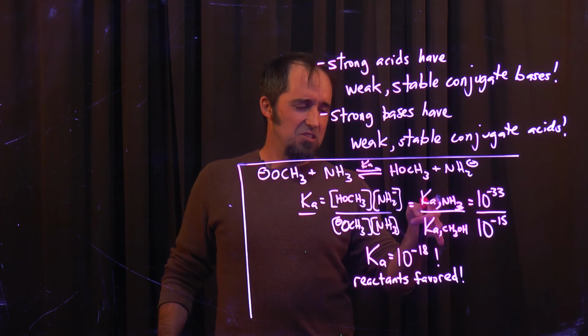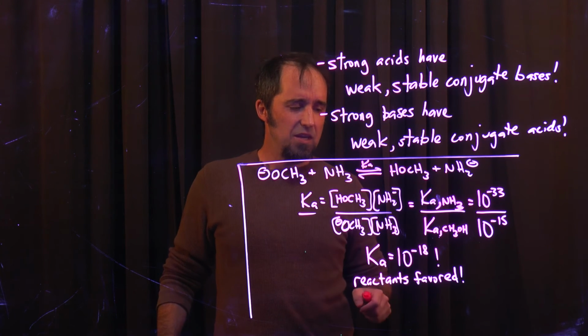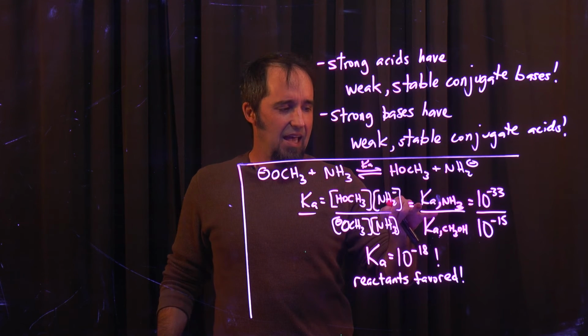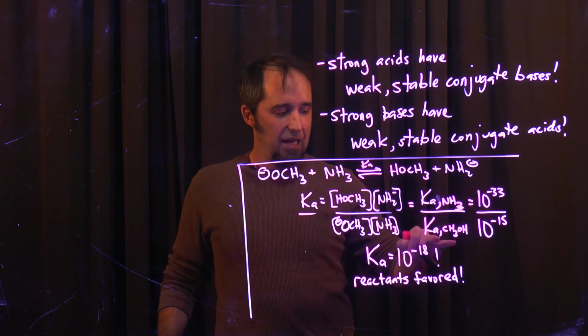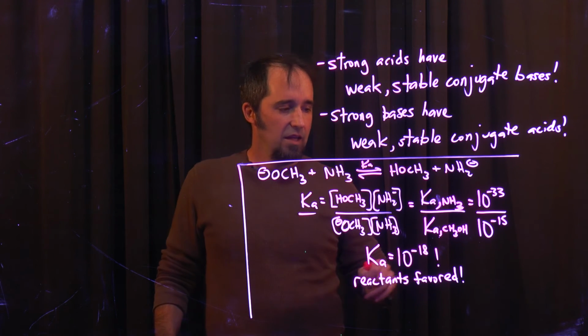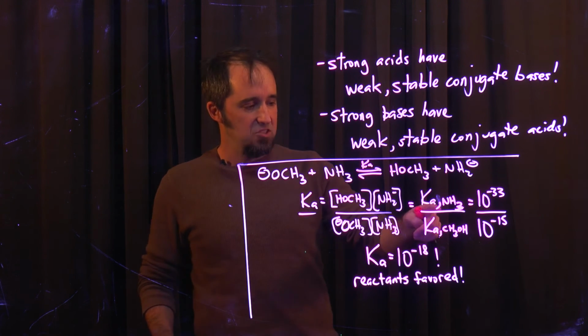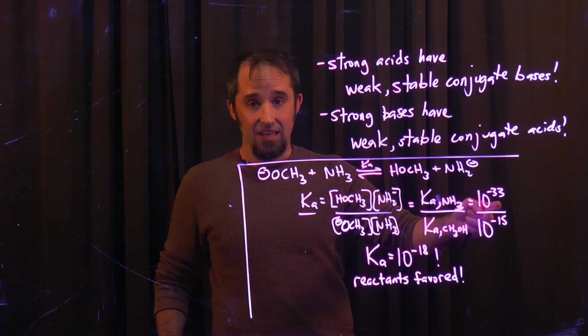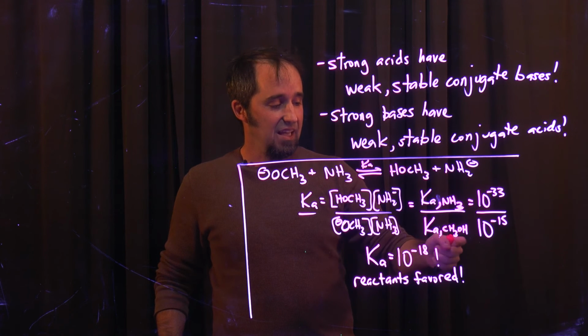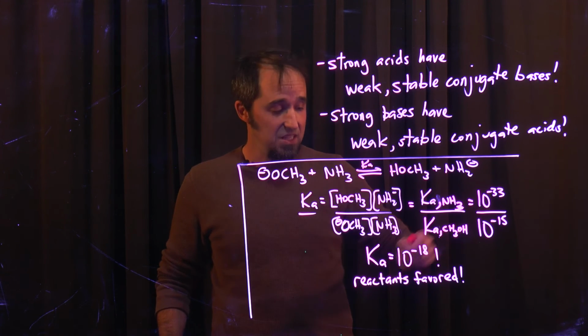this actually turns out to be just the ratio of the two Kas. This is the Ka of NH3, which again would be NH2 minus times H3O plus divided by NH3, divided by the Ka for methanol, CH3OH. And if I said the pKa for NH3 is 33, what that means is that the Ka is 10 to the negative 33. This Ka would be 10 to the negative 15.